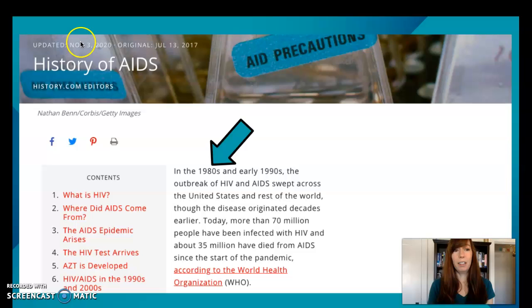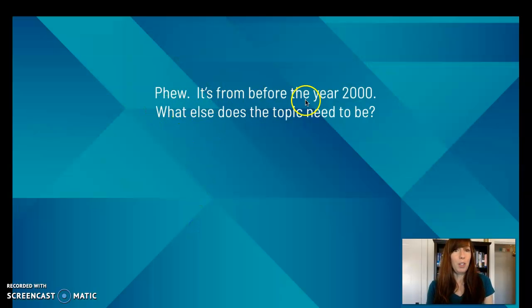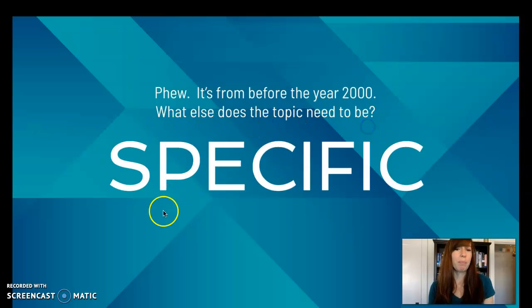And once I'm in there, I can see the title of the article, History of AIDS, and in the first sentence it says, in the 1980s and early 1990s, the outbreak of HIV and AIDS swept across the United States and the rest of the world, though the disease originated decades earlier. That tells me, phew, it's from the year before the year 2000. What else does the topic need to be?